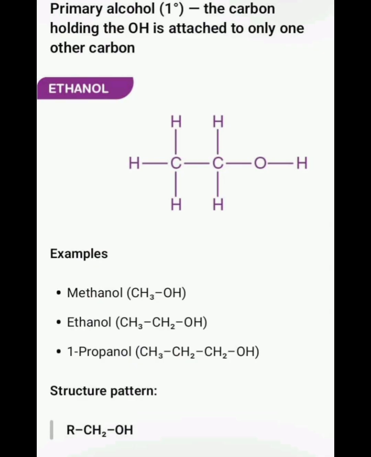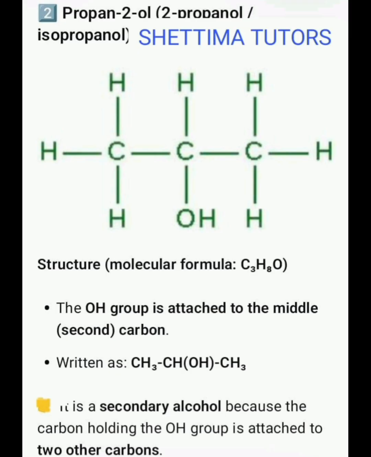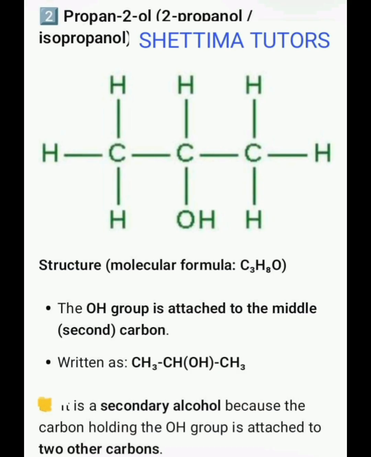Let's move on to secondary alcohol. In the case of a secondary alcohol, you look at propan-2-ol. Why is it 2? Can you tell me why it's 2? Because the OH is attached to the second carbon. If it is propan-1-ol, it's the first carbon; propan-2-ol, the second carbon.